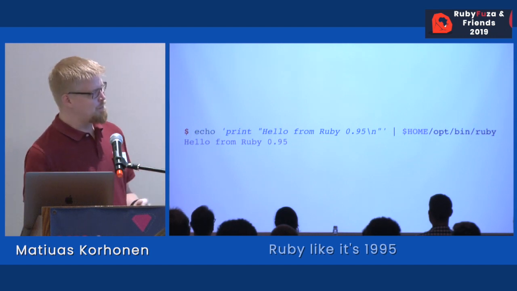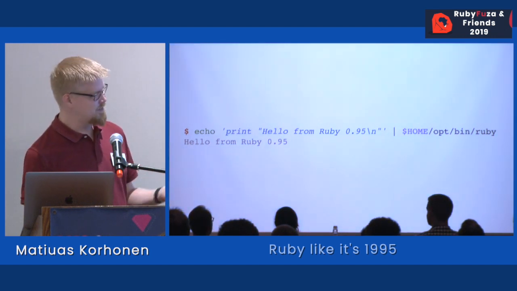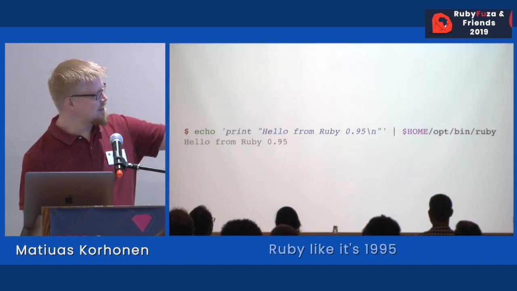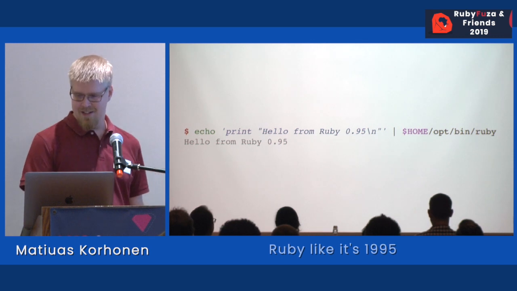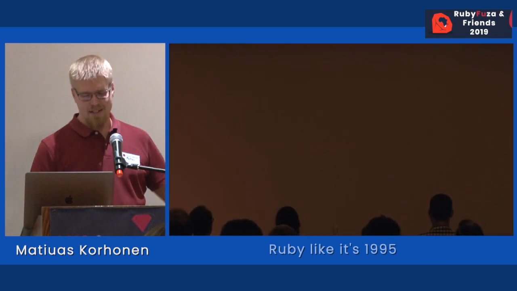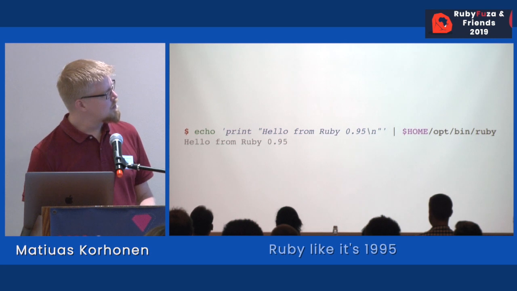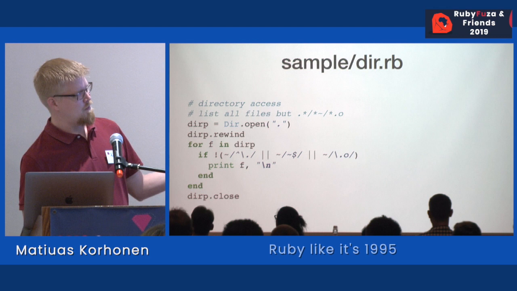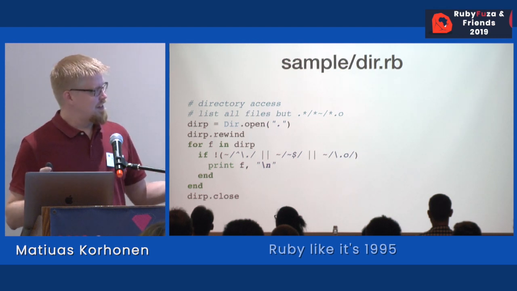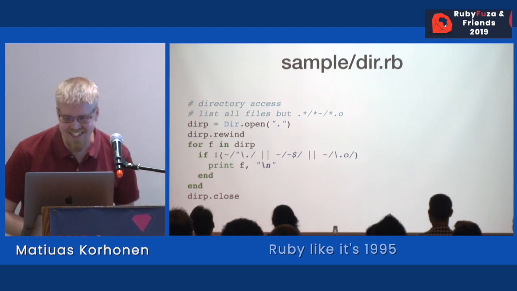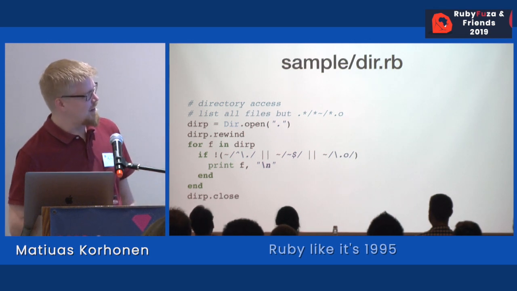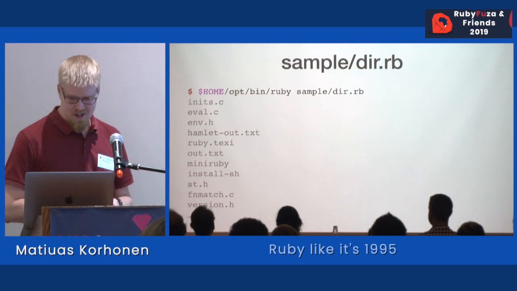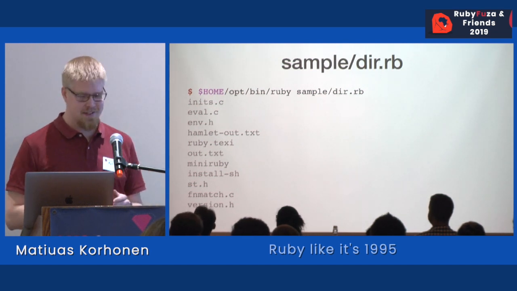So there's no IRB, and there's also no puts. So we echo some Ruby to the executable, and we get some nice printout. And you can even run some of the original examples, like this one that lists all the files in a directory. You get some output, but there are also some caveats.